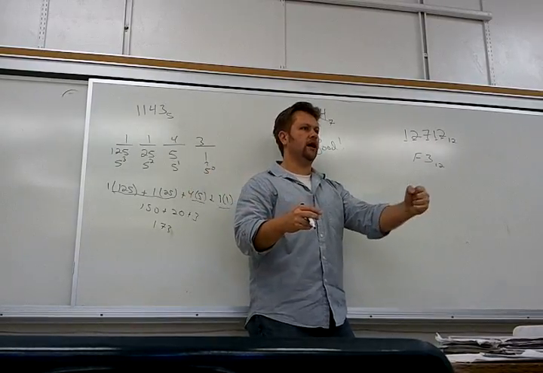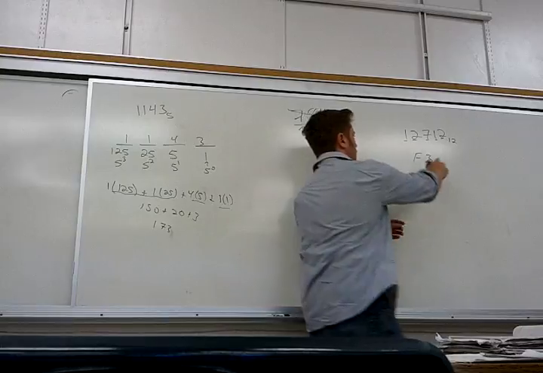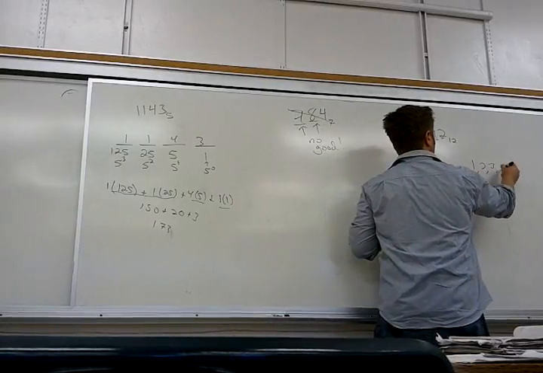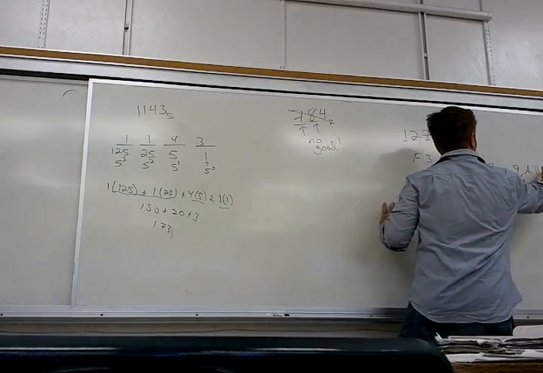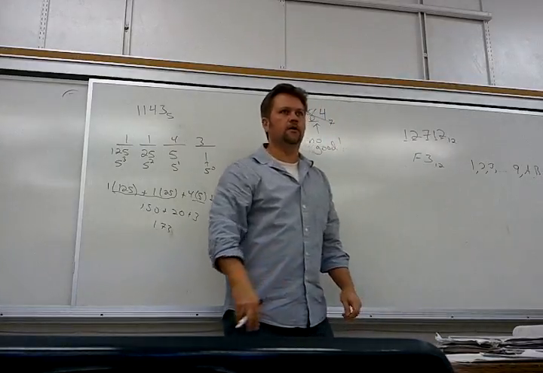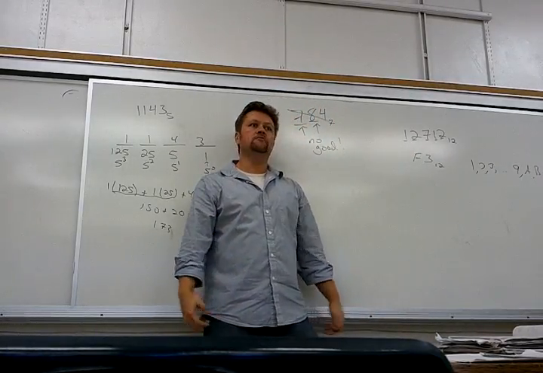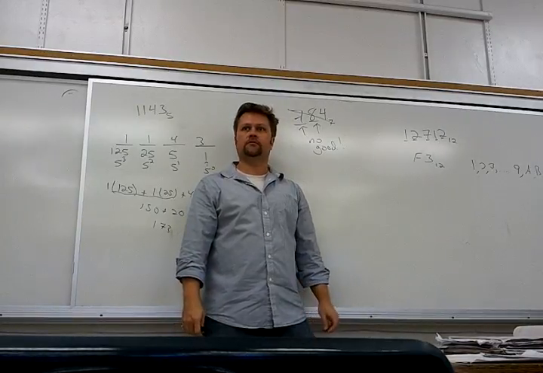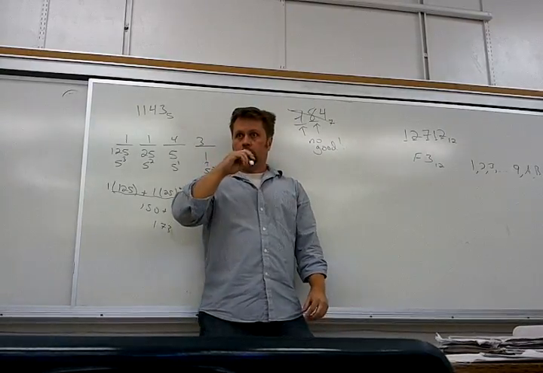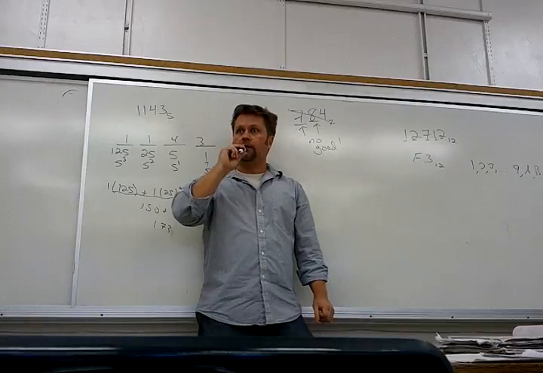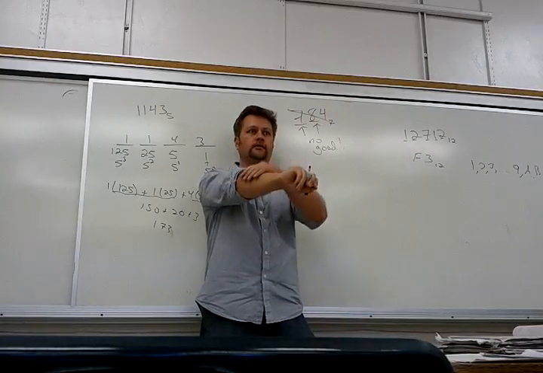Base 10 needs up to 9. Base 12 needs up to 11. So base 12 needs 1, 2, 3, up to 9, A, B. That's all it's allowed to use. Is it allowed to use F? No. Are we allowed to use F in a number? No, because we have base 10. We don't need it. Right? So always the base has to be one bigger than the number. That's the rule.